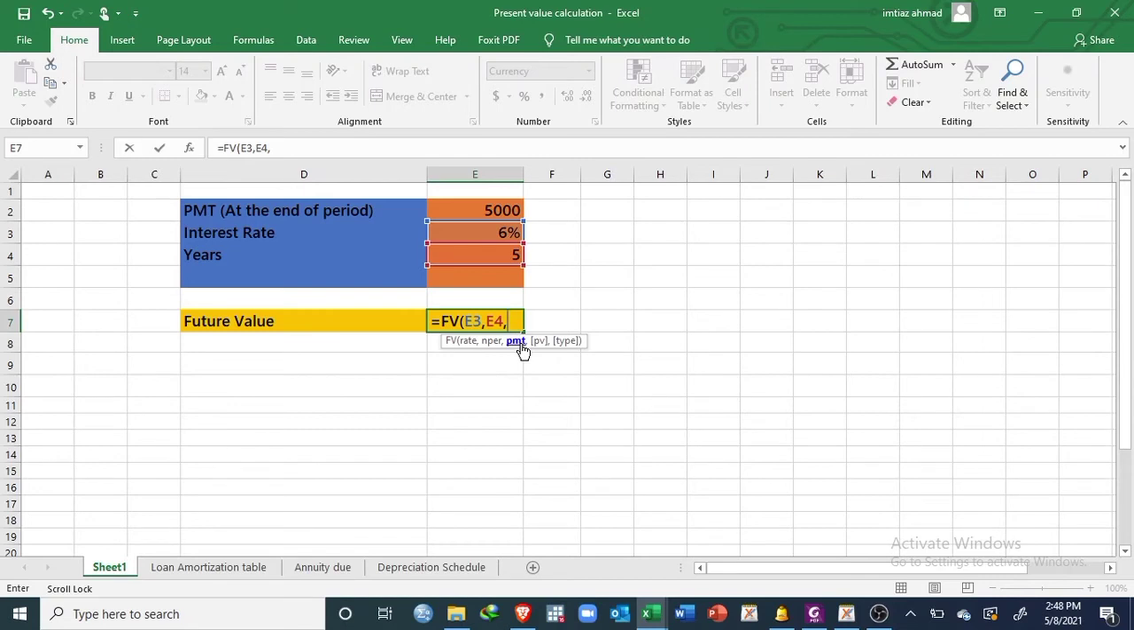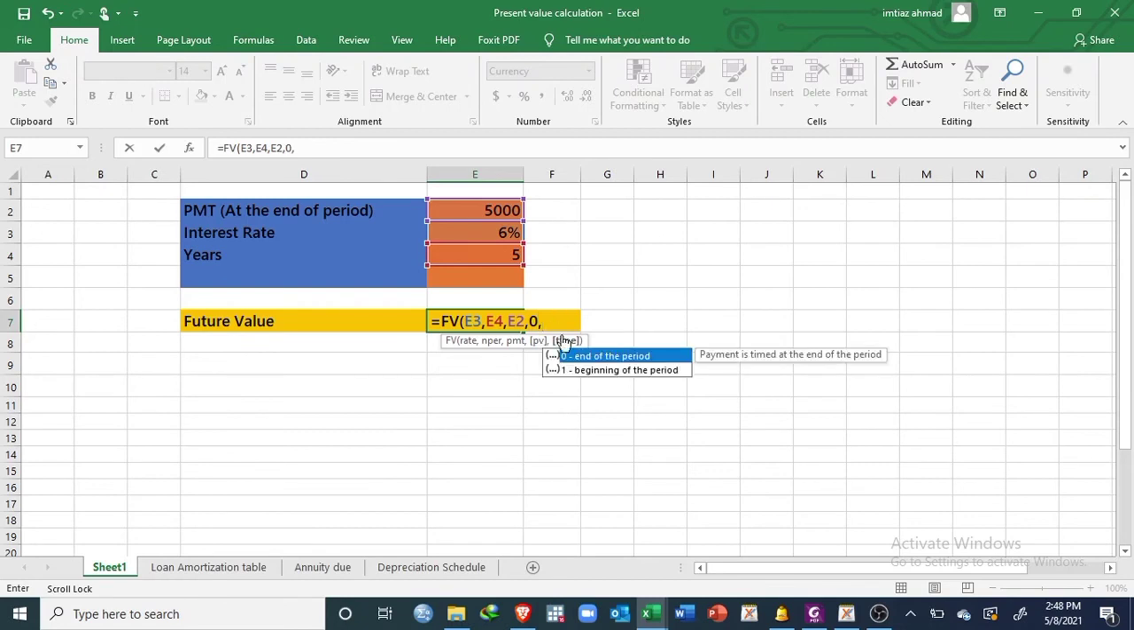PMT refers to the periodically payment. In this question periodically payments are 5000. Select this cell, put the comma, then present value information is required. This option is used when you want to calculate the future value of a single amount. Hence, this is the example of annuity. There is no single amount involved, so I am writing 0 here.